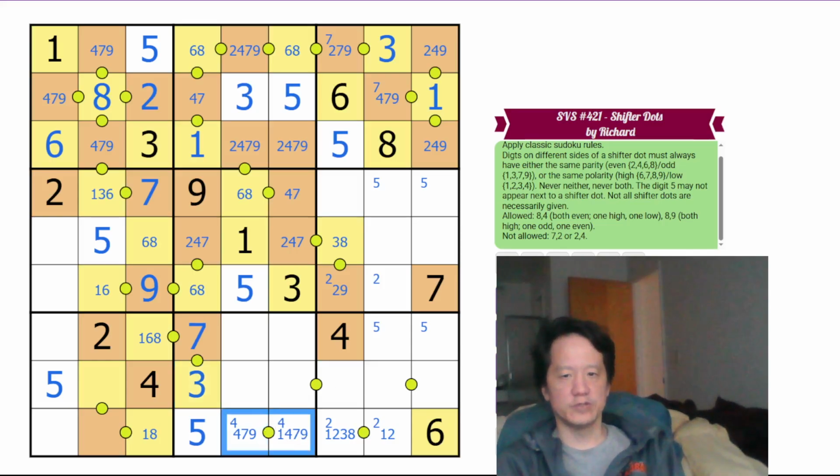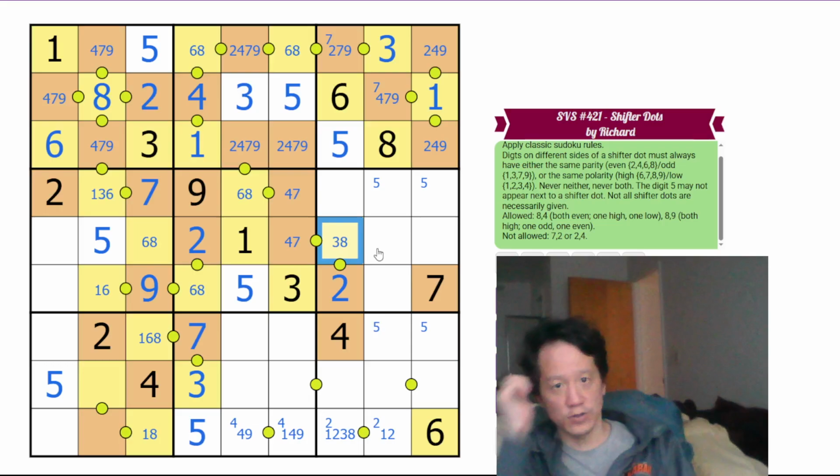These can no longer be 7. This can't be 7, this can't be 7, so this is 4. This can't be 4 or 7, so this is 2, which means this can't be 2. This 9 eliminates 9 here, so this is 2. This can't be 2 anymore. 2 has to be next to an 8, or 3, actually. That works for either one.